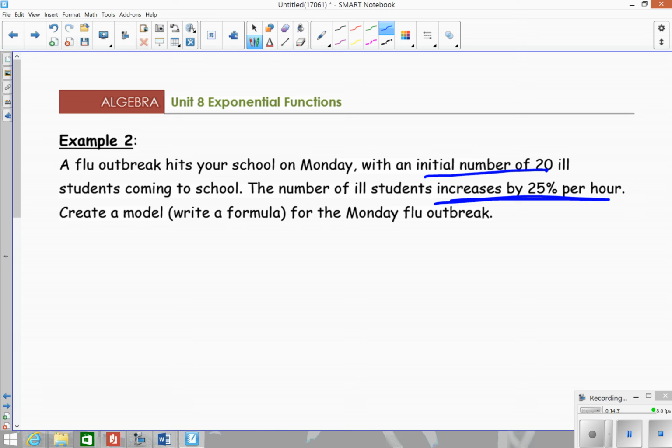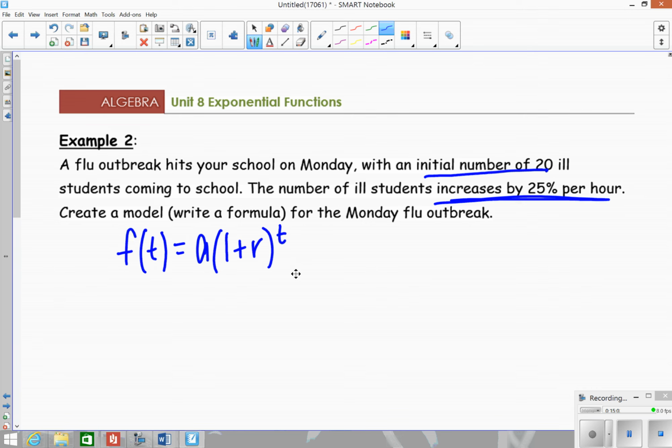So we're just writing a formula. We're not actually going to be plugging in. It just says write the formula. So let's think about what formula we're going to use. Since it's increasing by a percent, that means we're going to use this f of t equals a times 1 plus r to the t. Make sure you're doing plus r because it's a growth function because it says increases.